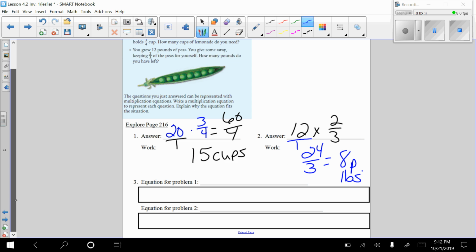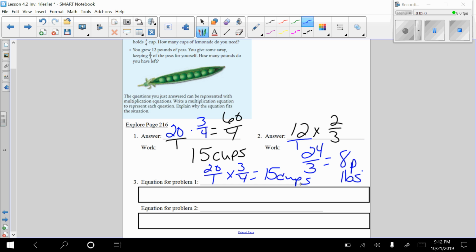Well, looking at the bottom here, for the first one, I could say, well, it's 3/4. So 3/4 times what could give me 20? I could rewrite it, or I could just write it the same way that I did. 20 over 1 times 3/4 equals 15 cups. And I'm going to go ahead and write that out like that since we already did the work.